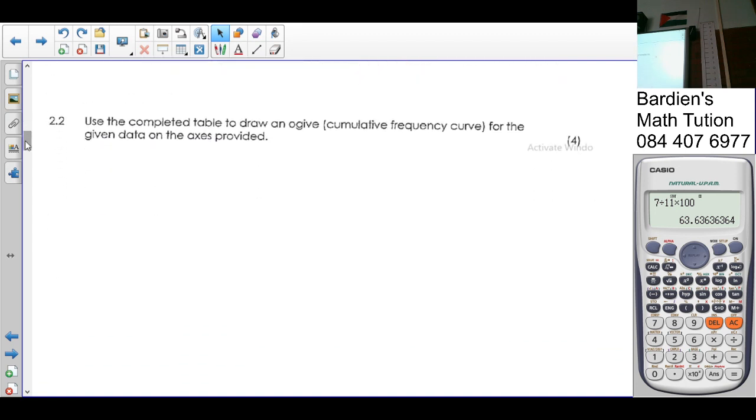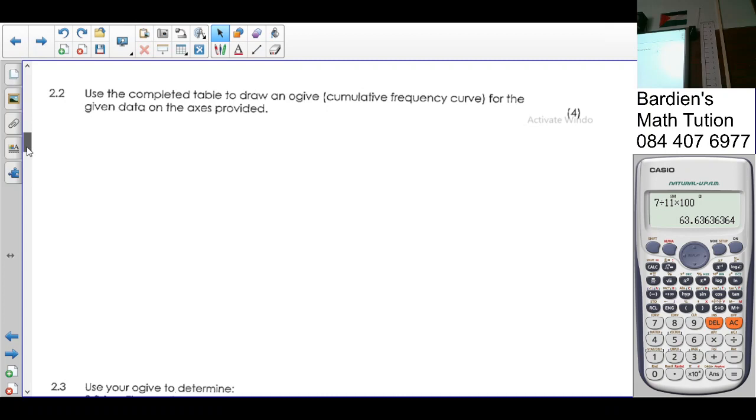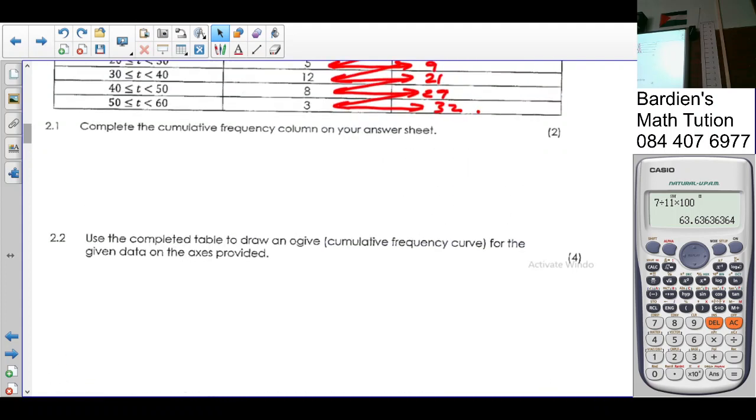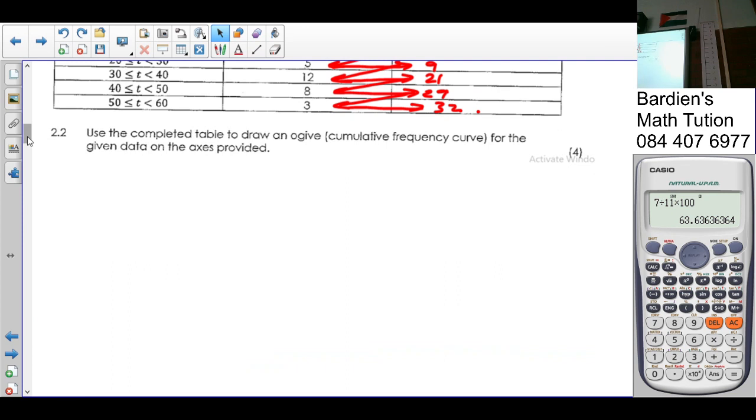Next question. Use the completed table to draw a cumulative frequency curve, the ogive graph, for the given data on the axis provided. So I'm just going to get the axis that I've drawn for this quickly. In the exam you will be given this.